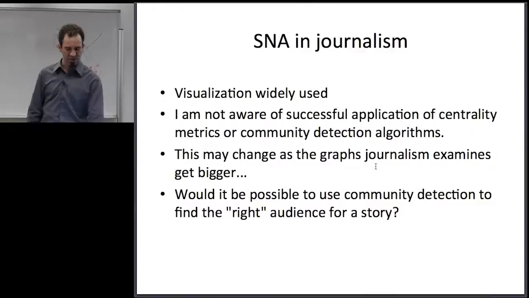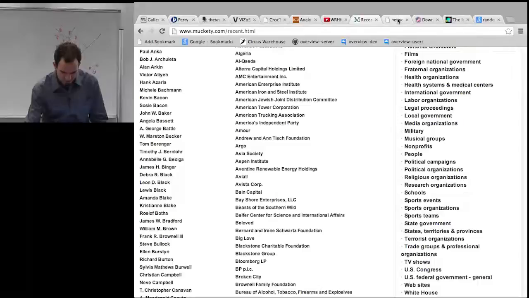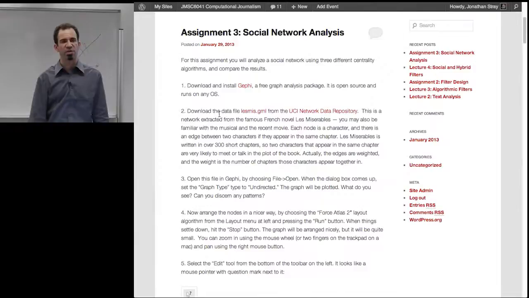That is the lecture. You have an assignment. It's basically to do a social network analysis with Gephi. And what you're going to do is compare three different centrality measures on the Les Mis network. And you're going to explain to me what each of them is telling you. So I hope that you're all familiar with the plot of that story, because it'll really help with the interpretation. All right? All right, thank you.